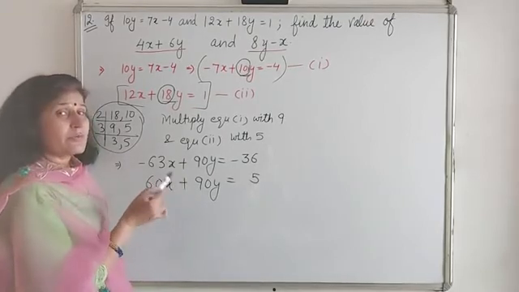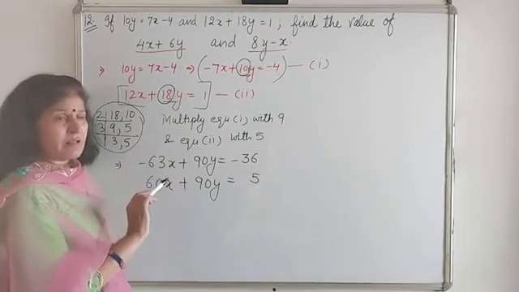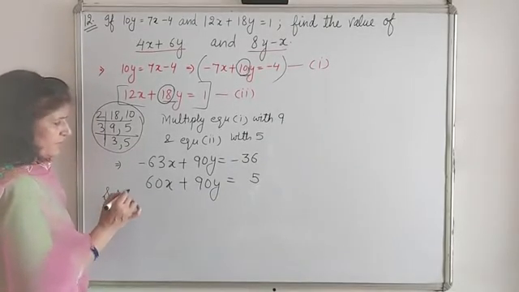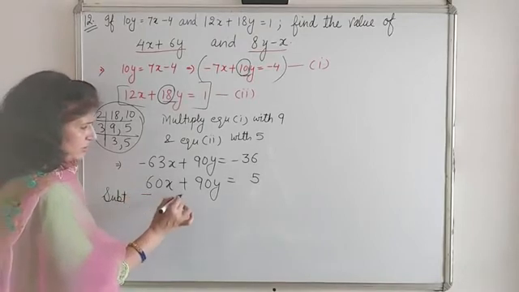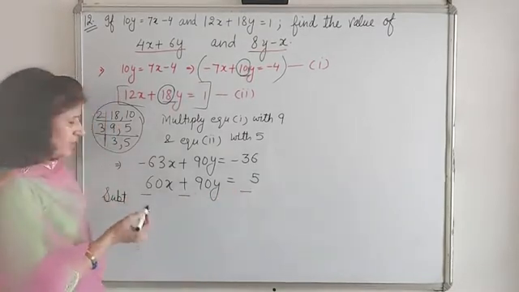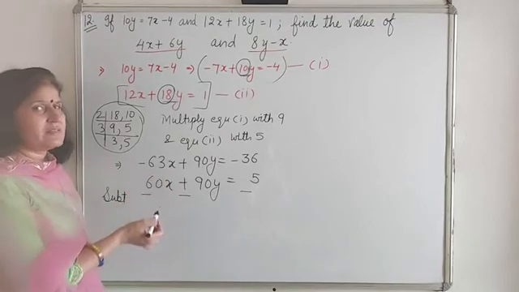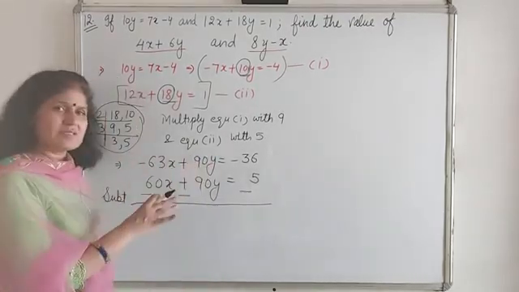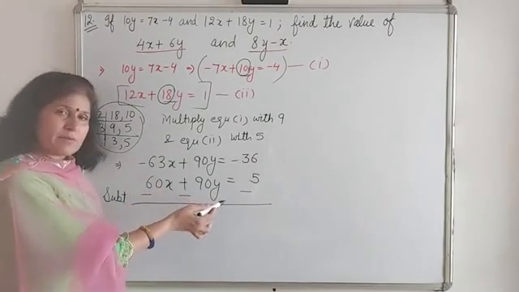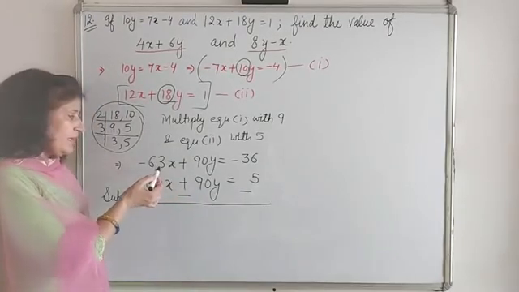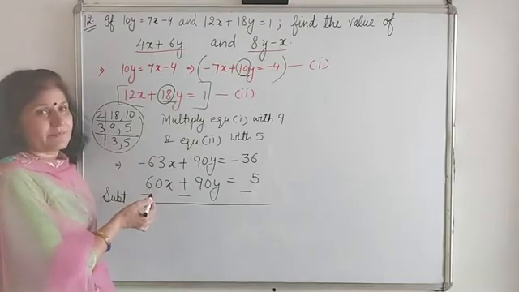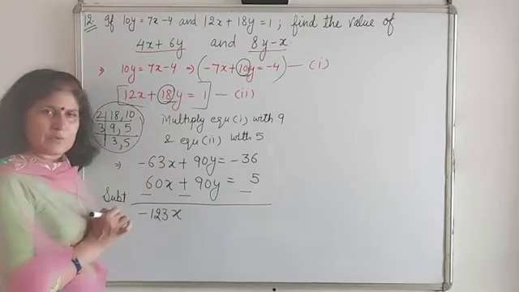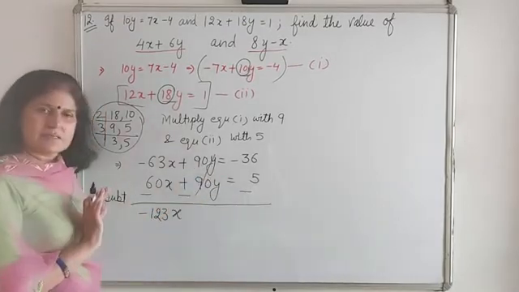Both are positive, meaning they have the same sign now. So what we will do? We have to subtract. At the time of subtraction what we have to do? We have to change the sign here. If plus then minus, if minus then it changes into plus, and when you add them, whatever you do for the step, you will consider the new symbols, not the previous ones. So minus 63 and minus 60, minus 123x. Okay, this is cancelled.